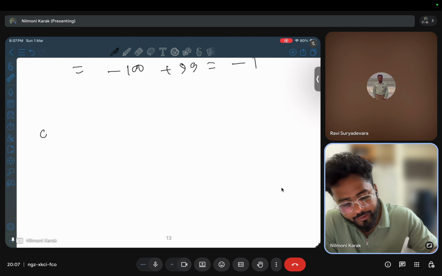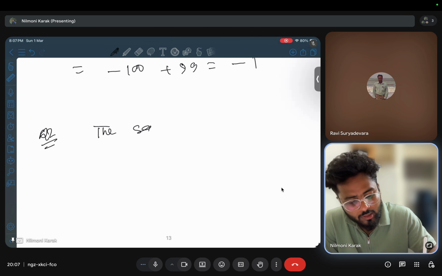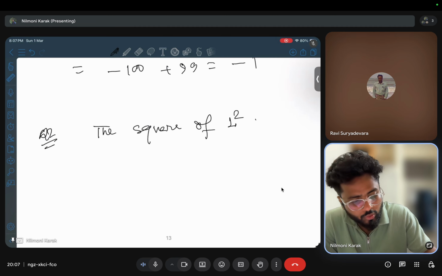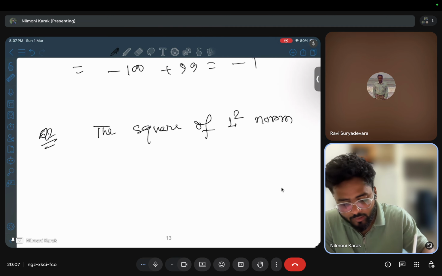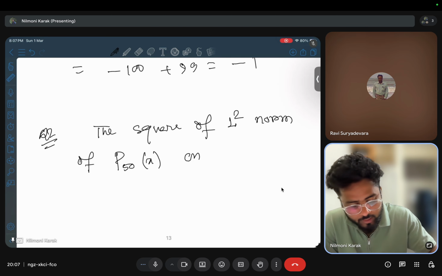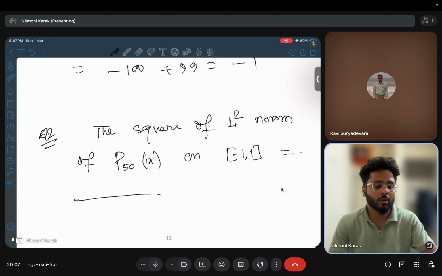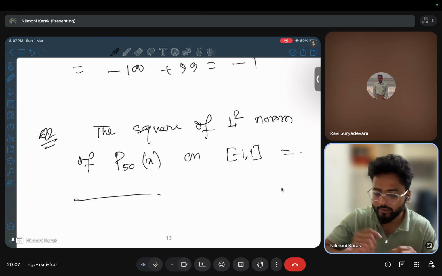And next problem, the square of the L2 norm of P50(x). Now only we have done it. Right.